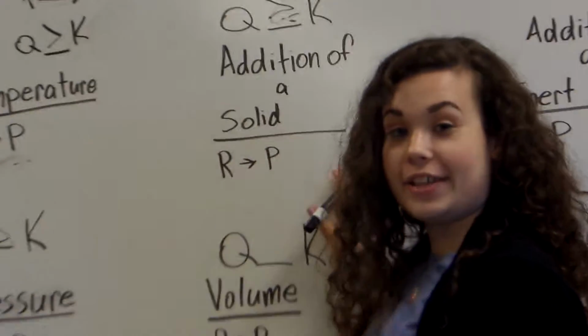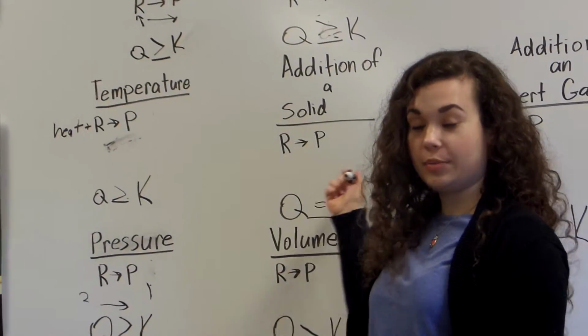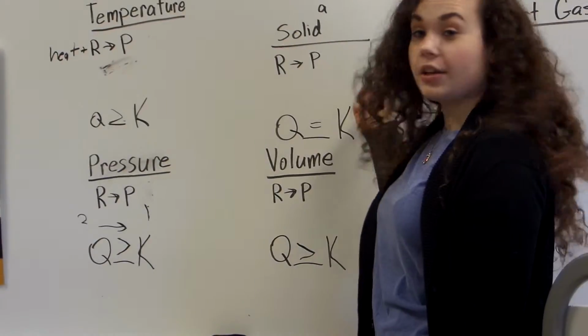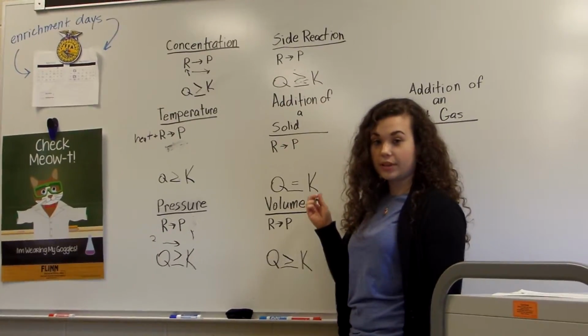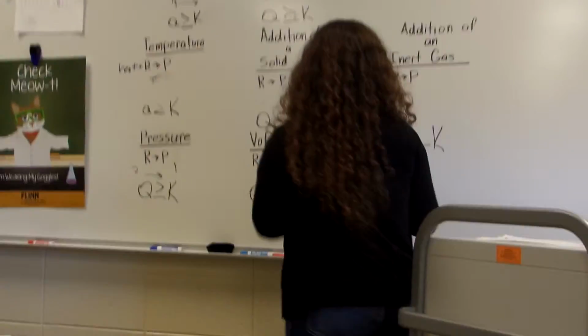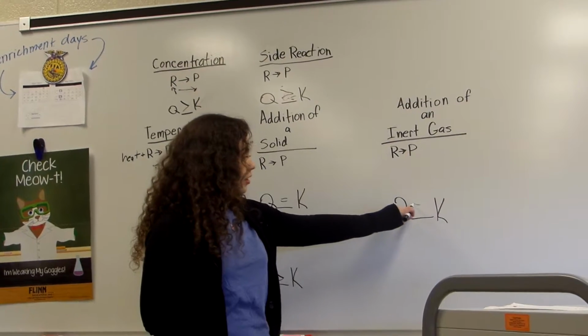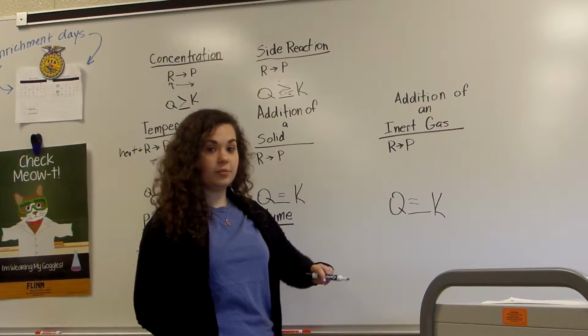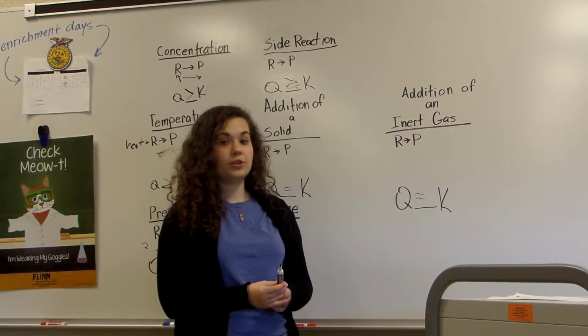If a solid is added, it has no effect on the equilibrium. Q will still be equal to K. And also it's important to note that the solid will not be included in the equilibrium expression. And the same is true if an inert gas is added. That will also not affect the equilibrium, and it should also not be included in the equilibrium expression.